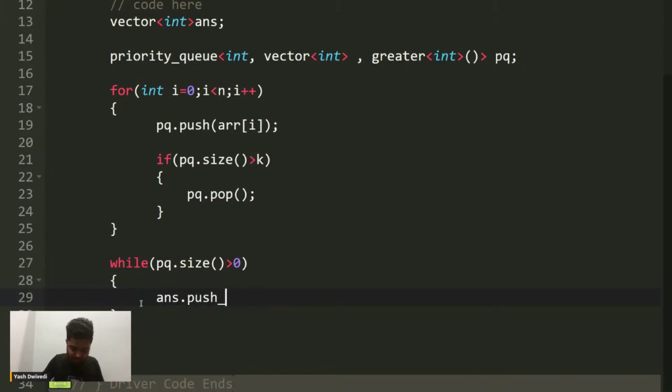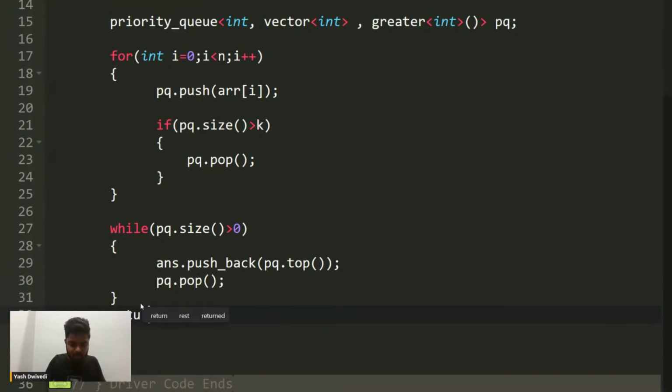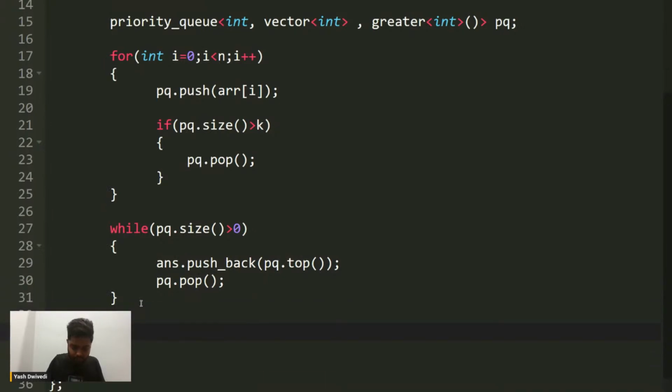So I will say answer dot push back pq dot top. I'll keep on pushing back all the elements of the priority queue one by one, and I'll keep on popping them out of the priority queue. And at the very end, before returning, I need to reverse my answer as well. So reverse answer dot begin, comma answer dot end.